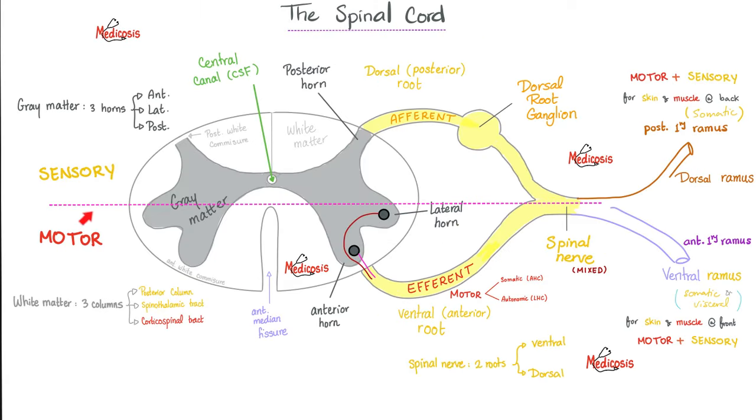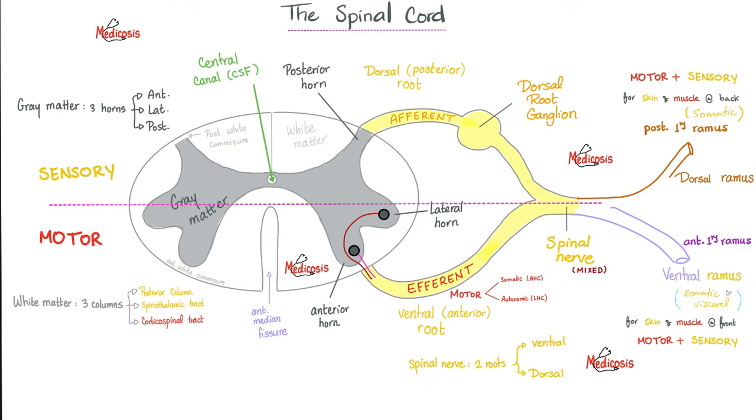Same thing in the spinal cord. You draw your line in the sand. Anterior is motor, posterior is sensory. We have gray matter and we have white matter in the spinal cord. We have ventral root or anterior root, and we have dorsal root or posterior root. Anterior is motor and efferent. Posterior is sensory and afferent.